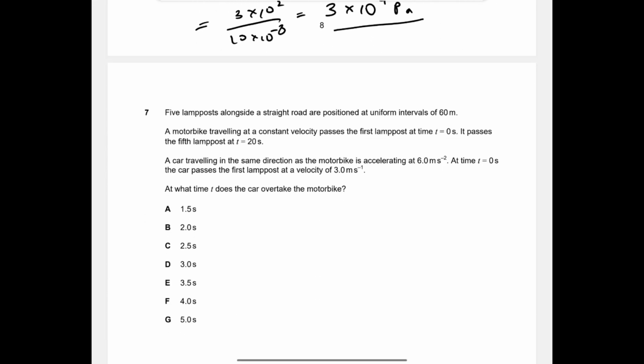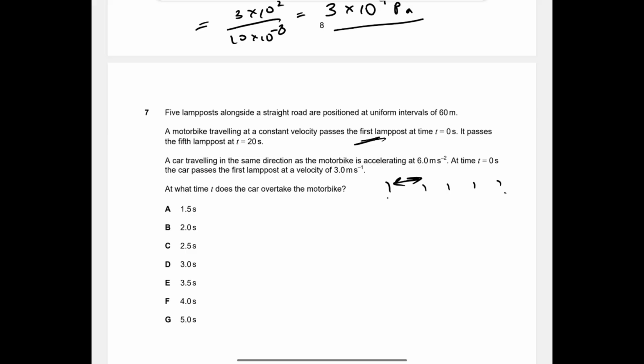5 lampposts along a straight road are positioned at uniform intervals of 60 meters and a motorbike traveling at constant pace passes the first lamppost. Okay, we have to be careful. If it passes 5 lampposts, it's actually gone the distance between 4 lampposts, because it starts at the first and it ends at the 5th.